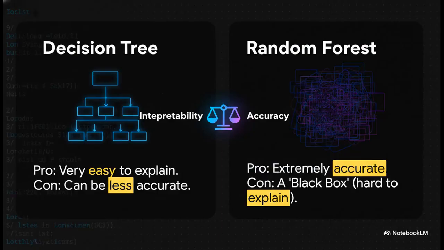So this brings up a really crucial trade-off in machine learning, the constant battle between interpretability and accuracy. A single decision tree is fantastic because you can literally print it out and show your boss exactly why a decision was made. It's easy to explain. But a random forest will almost always give you a more accurate prediction. The catch? It's a black box, meaning it's really hard to explain why it made its decision. So you have to ask yourself, is it more important to have the best possible result, or is it more important to be able to explain the logic?